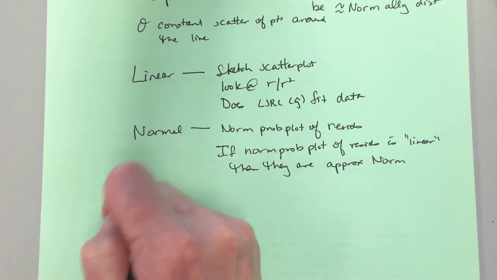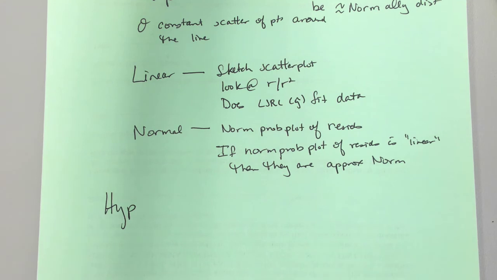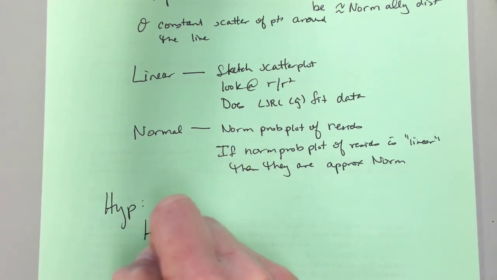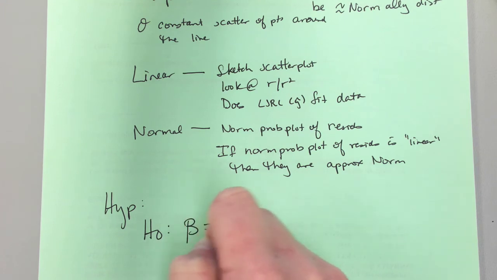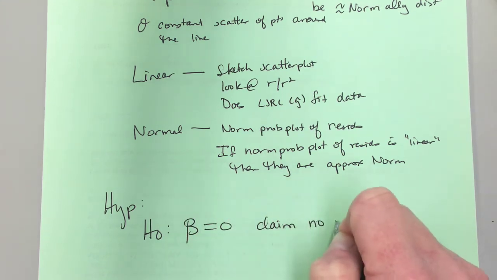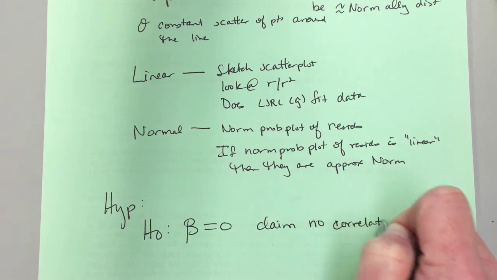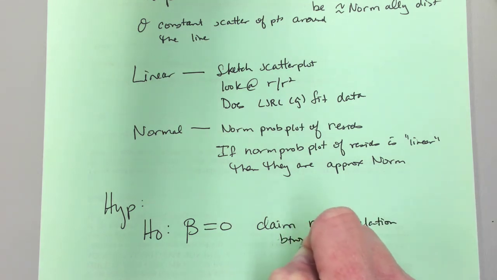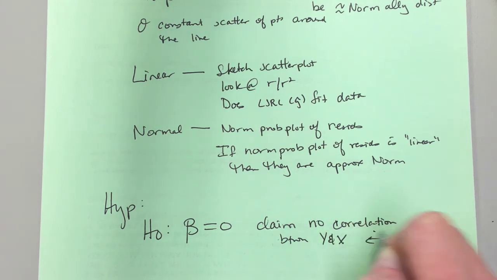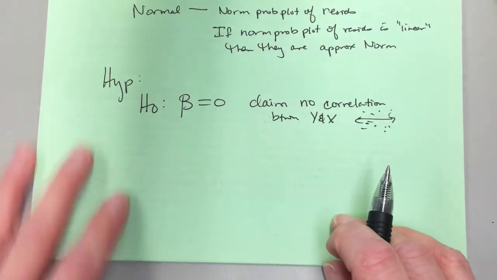And so this is for a hypothesis test, because I've got 2.5 minutes in my 10-minute video. We're going to have H naught beta equals 0. We are going to claim that there is no correlation between y and x. We're basically going to say that we have a chaotic scatter plot with a flat line around it.